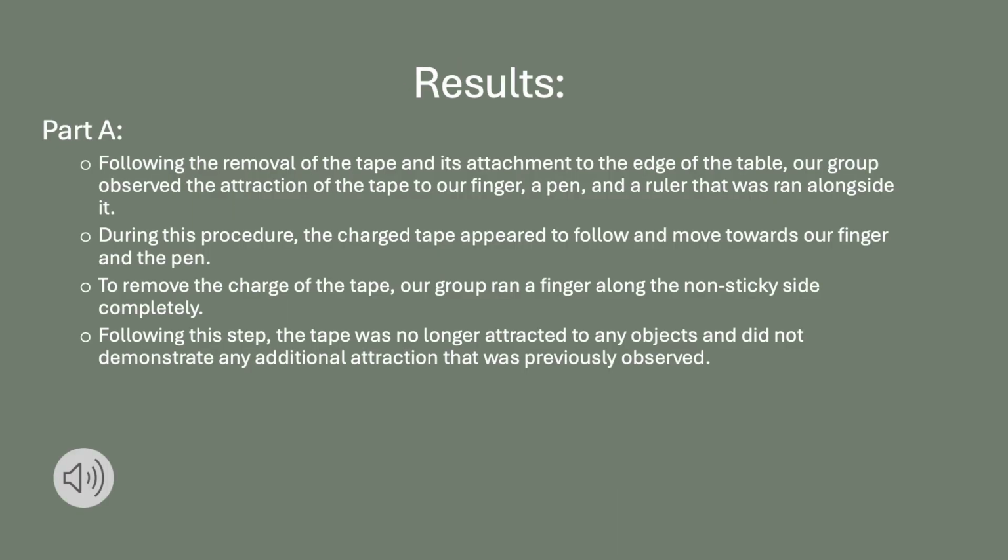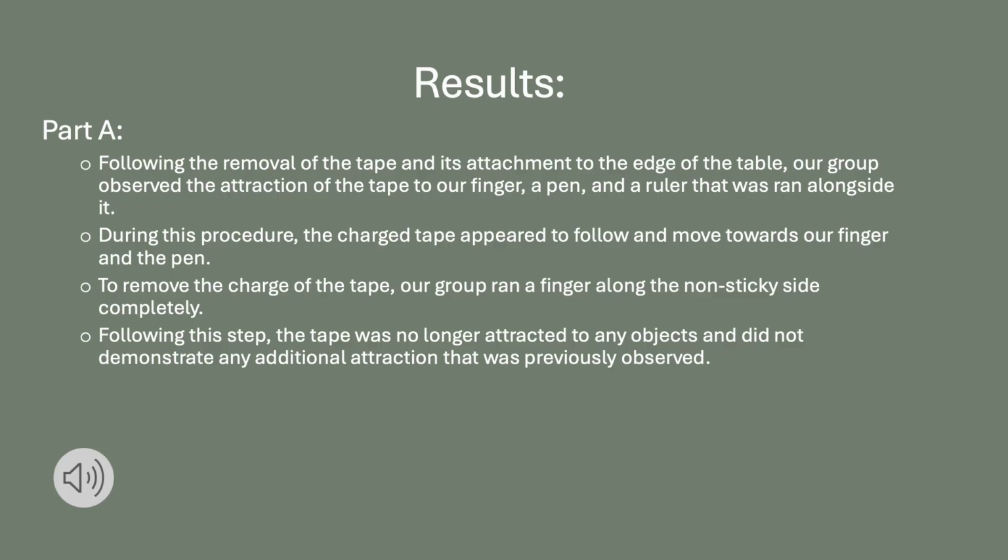So for the results for part A, following the removal of the tape and its attachment to the edge of the table, our group observed the attraction of the tape to our finger, a pen, and a ruler that was run alongside it. During this procedure, the charged tape appeared to follow and move towards our finger and the pen. To remove the charge of the tape, our group ran a finger along the non-sticky side completely. Following this step, the tape was no longer attracted to any objects and did not demonstrate any of the attraction that was previously observed.